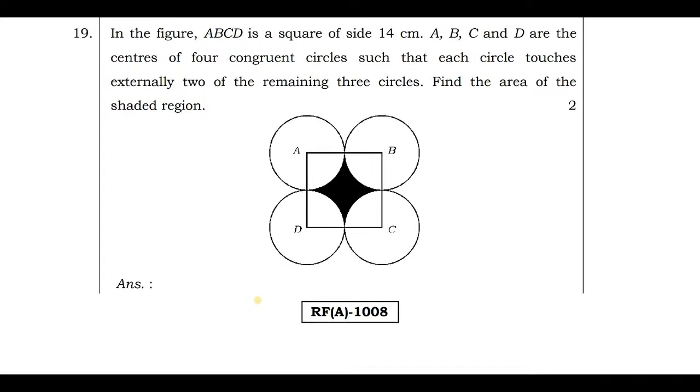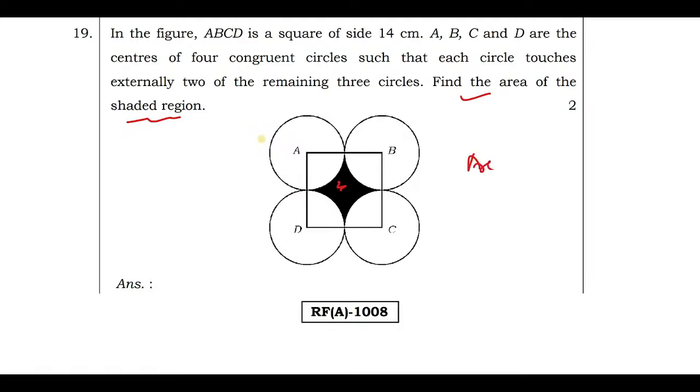In the figure, ABCD is a square of side 14 centimeter. A, B, C, D are the centers of 4 congruent circles such that the 4 circles touch externally. We should find out the area of this shaded region. Dear student, how to find the area of this shaded region?